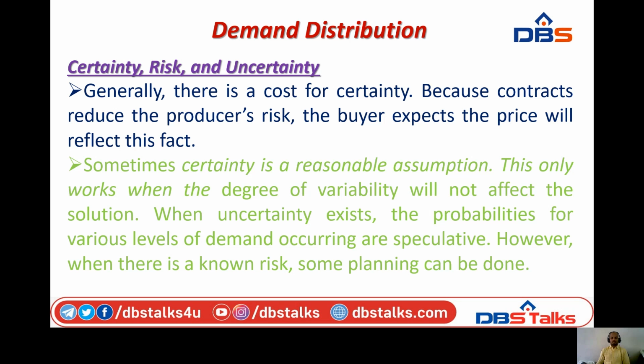The lead time for delivery is often treated in this way. Suppose that 2 weeks is the average lead time for a specific case. The variability around the average will determine if 2 weeks can be used as if it were certain. It is important that users of inventory models know when the certainty assumptions are allowable. Uncertainty means that there is no good forecast for the probabilities of demand or lead time distributions. When uncertainty exists, the probabilities for various levels of demand occurring are speculative.